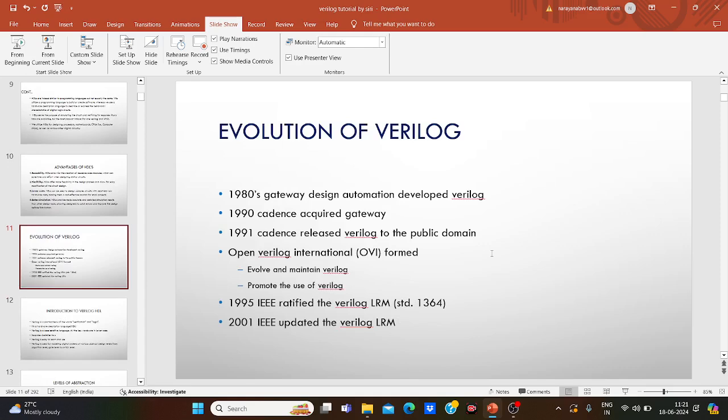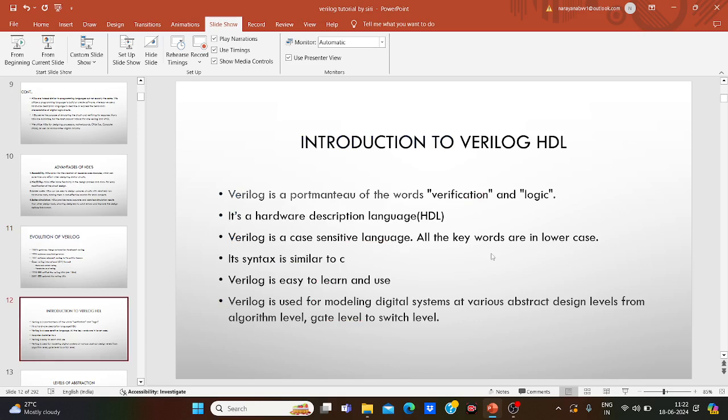So coming to Verilog, as I already told you, Verilog is the most used HDL in the present scenario. Coming to when and where Verilog was introduced, it was developed in 1980 by Gateway Design Automation, and then in 1990 it was acquired by Cadence. Presently we have the 2001 IEEE updated Verilog LRM. So this is the evolution of Verilog.